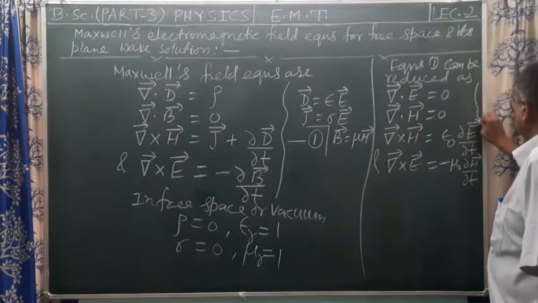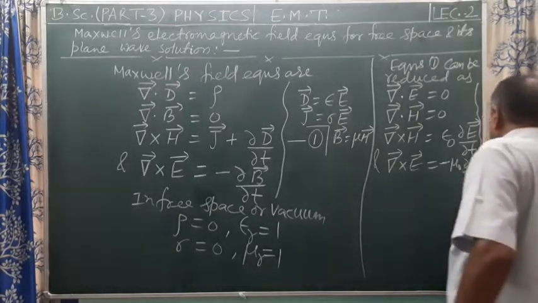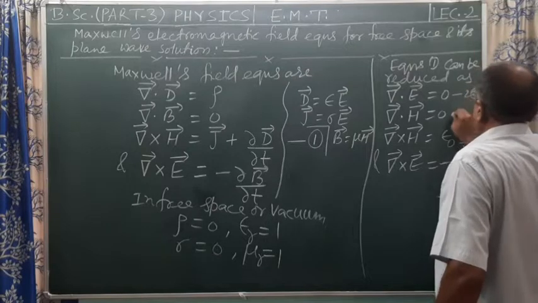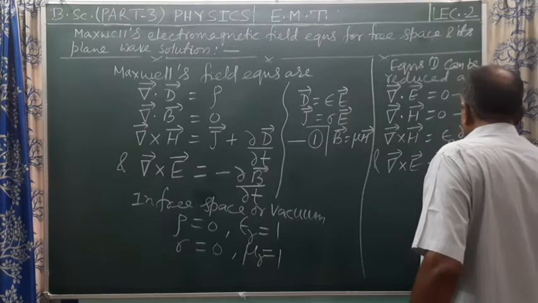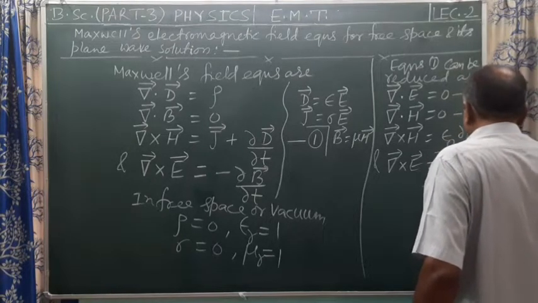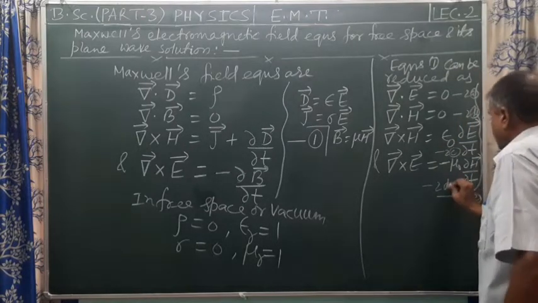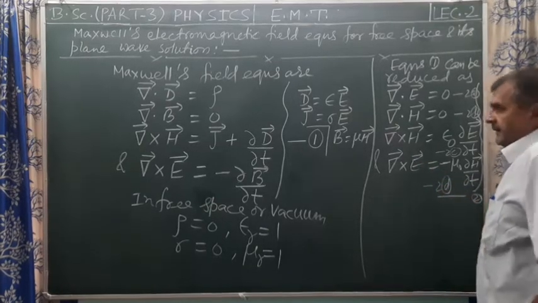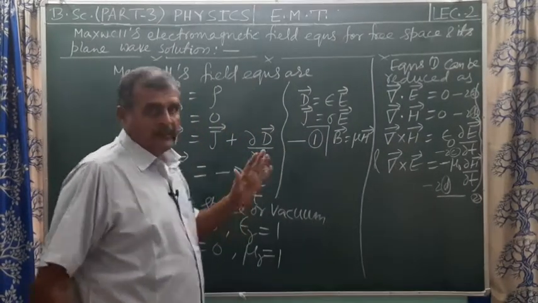These four equations can be represented by equation 2. That is, equation 2a, second equation is 2b, third is 2c, and fourth is equation 2d of the set of four equations represented by 2. The fourth equation is represented by 2d. So these are Maxwell's four field equations for free space or vacuum.